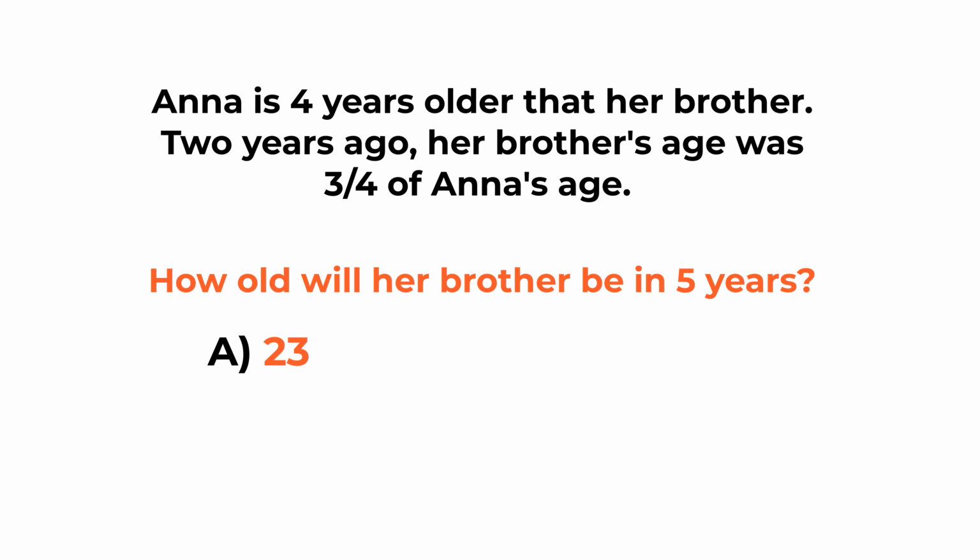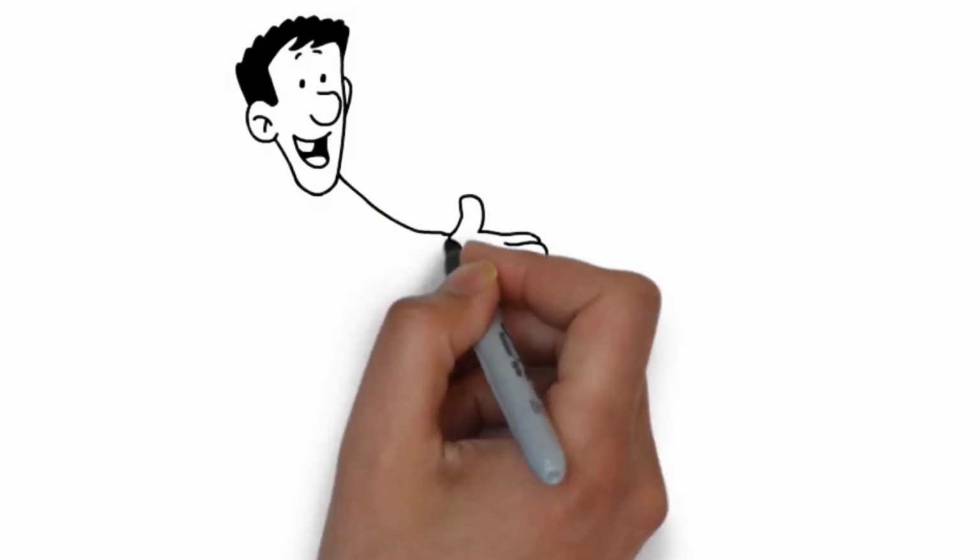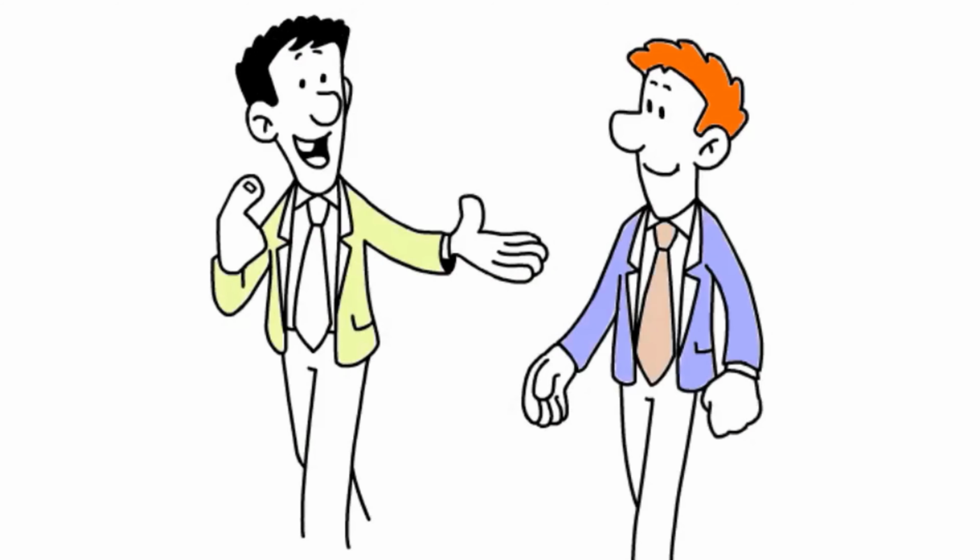You're presented with 4 different choices. Choice A, 23, choice B, 21, choice C, 19, and choice D, 18. Give yourself 10 to 15 seconds. You can either get yourself a piece of paper or do mental calculations. The problem is simple enough so you can get to the correct answer. Do you see the solution? Let's continue to see how we can get to the correct solution together.